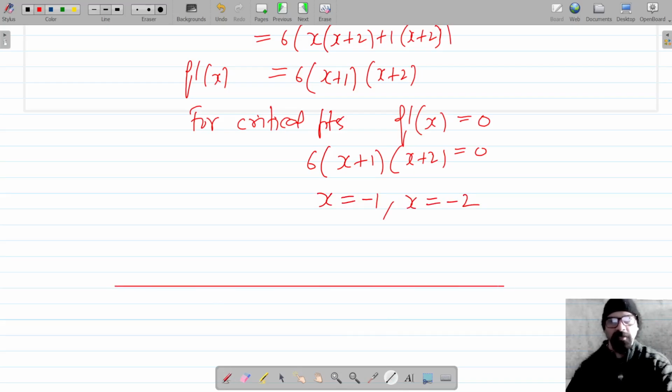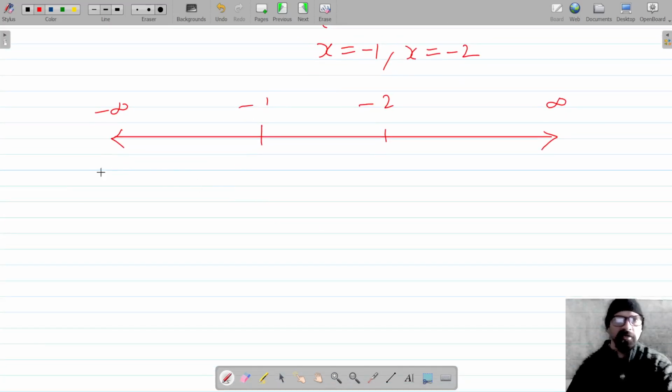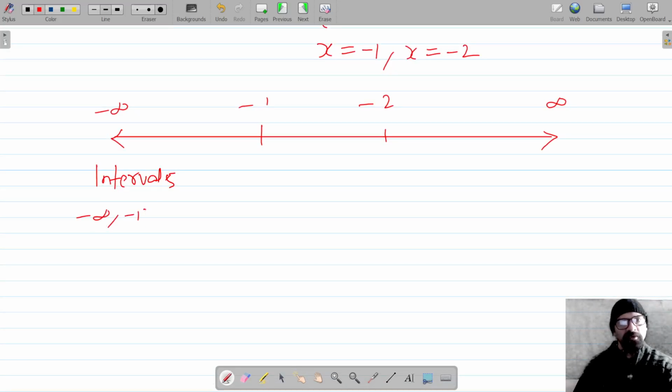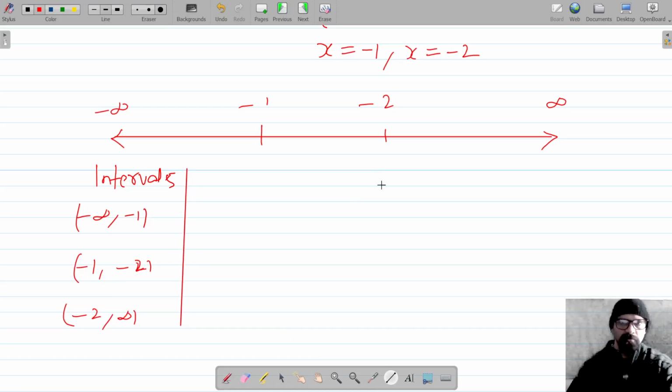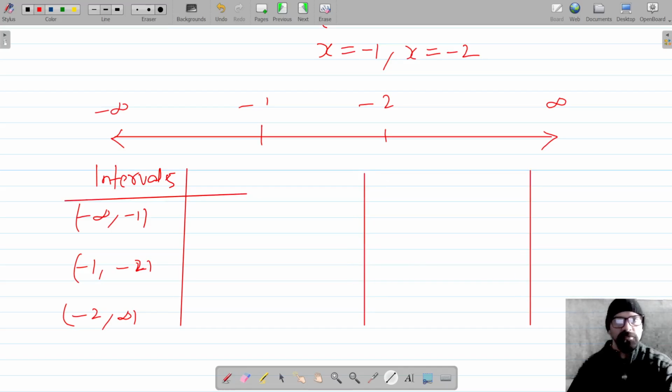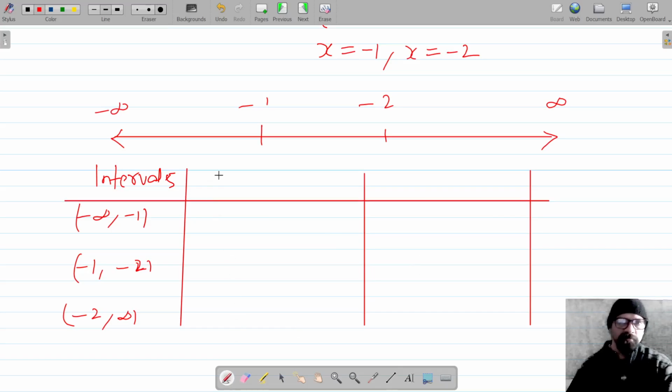So if I draw the number line, let me get the intervals. So this is negative infinity to infinity, with negative 2 and negative 1. Our intervals are negative infinity to negative 2, negative 2 to negative 1, and then negative 1 to infinity. I'm going to write this in the tabular form, and we will check the sign of f dash and then the nature of the function.